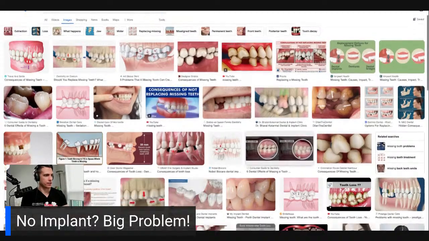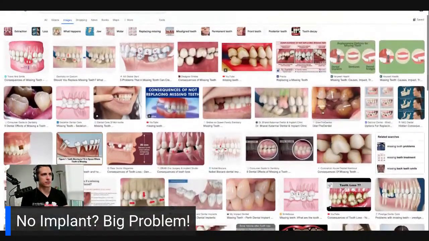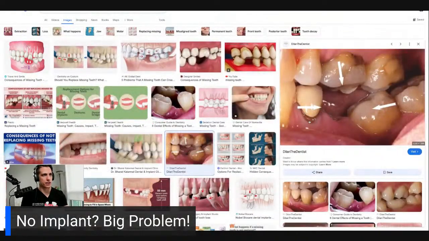Abfraction lesions look something similar. Let's see if we can find it here. Looks something similar to this right here. This part right there is the start of an abfraction, where you have a kind of ditching inside the root. So you can see here what happens. This is actually a really good illustration of what happens when someone misses a tooth.